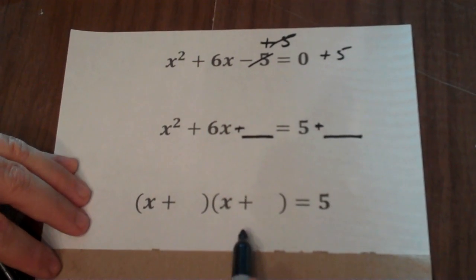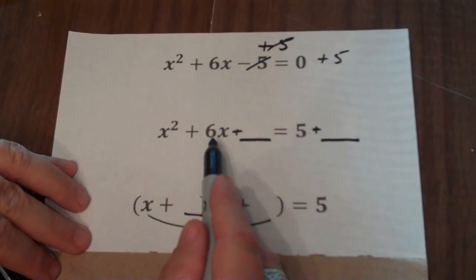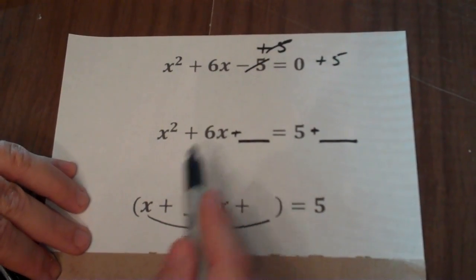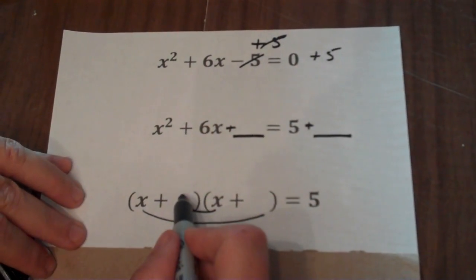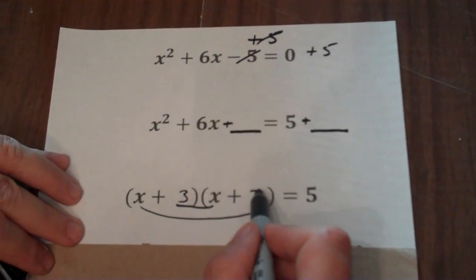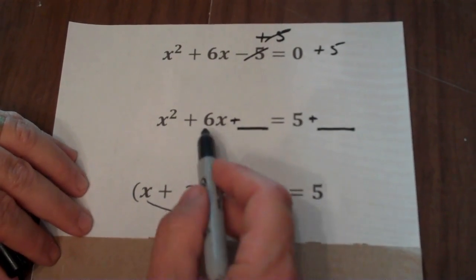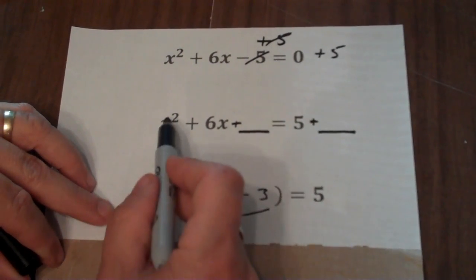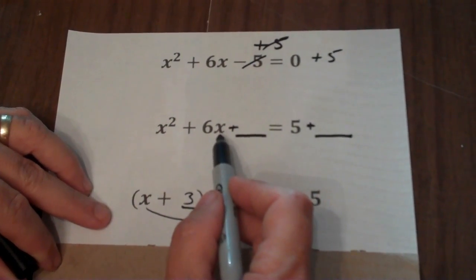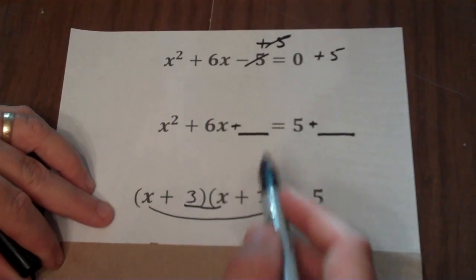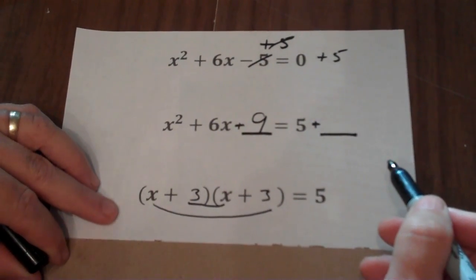I also know that my inside and my outside terms must total up to be 6x. Basically, since this coefficient is 1, I will always split this number in half. So my 3x and my 3x gives me a total of 6x. Now again, if we work backwards here, x times x was my x squared, my outside and inside combined to be my 6x. My last times my last gives me the last term of that trinomial. What I really needed up there was a plus 9.